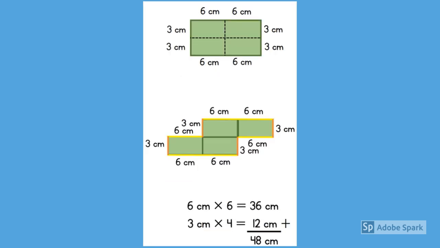So let's look at the answer. The rectangle cut into quarters gave us the measurement of the long side being 6 centimetres and the short side being 3 centimetres. Then we made the new shape and we have all of the sides. 6 centimetres times 6 sides gives us 36 centimetres, and 3 centimetres times 4 sides gave us 12 centimetres. Add them together and we get 48 centimetres.